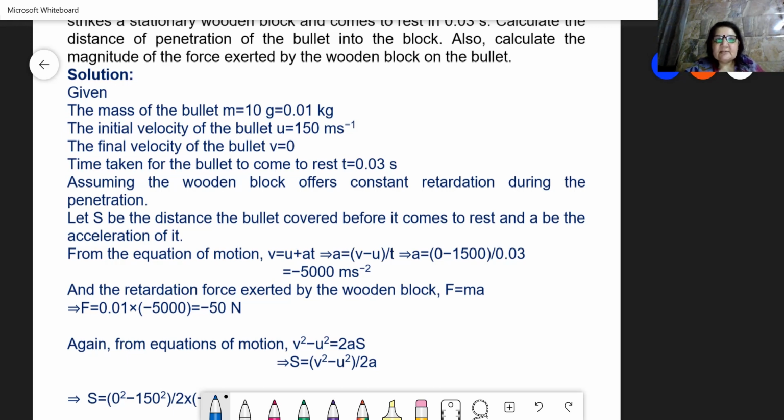The final velocity of the bullet is 0 because it comes to rest. Time taken is 0.03 seconds. Now after this you want to find out S. But what is our problem? You don't have the value of a. So your first step will be to find the value of a.